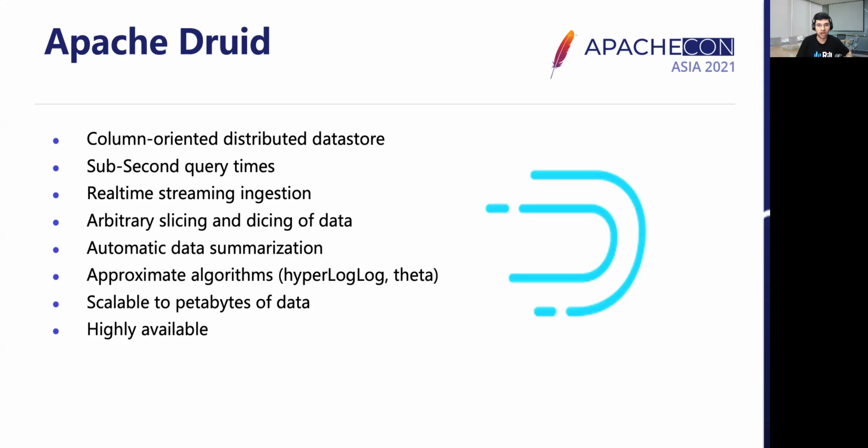For the data store, I will talk about Apache Druid, which is one of the projects I have worked extensively on. Apache Druid is quite suitable for these requirements. Apache Druid is a column-oriented distributed data store. Data in Druid is stored in columnar formats.